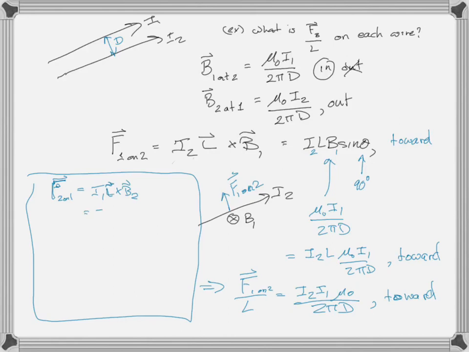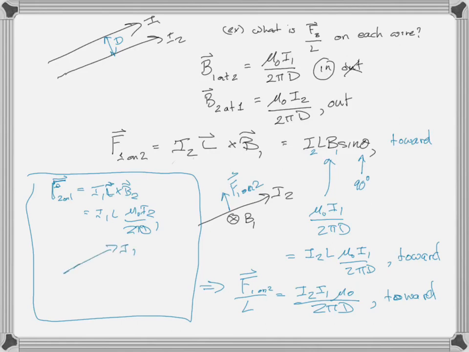I1L cross B2, which is I1L. B2 is mu naught I2 over 2 pi d. And then the right-hand rule. Okay, so what I want to show is that that was super messy. But that's the same formula, right? We just switched the place of I1 and I2. That's the same result. But what I want to show is the direction. So even if you can't read that, that's the same result. I want to show the direction, right?